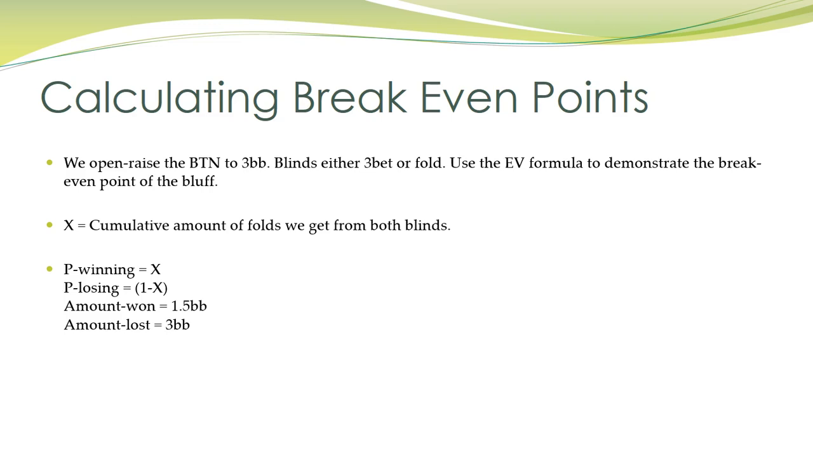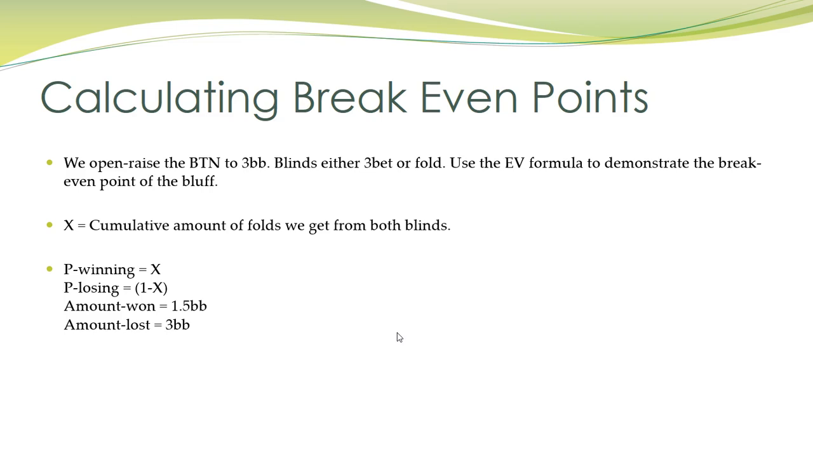We're using the letter X to define this term. What's the amount won? It's the same, okay? We can still win the amount that's in the blinds, 1.5. Amount lost, 3 big blinds. Everything's the same with those last two terms. It's just this X that's appearing in the first two terms here.